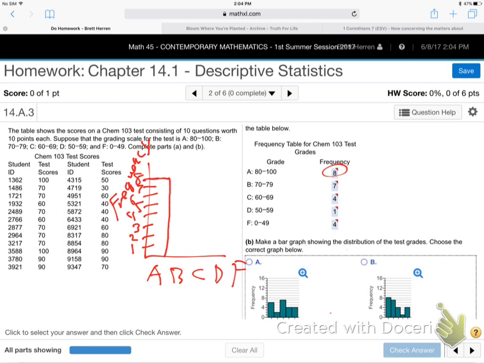B, how many B's? 7. How many C's? 4. How many D's? 1. And how many F's? 4. Like that. So that's easy enough, right? The bars just come up to the frequency, like how many got those various scores. Good on that? Easy?